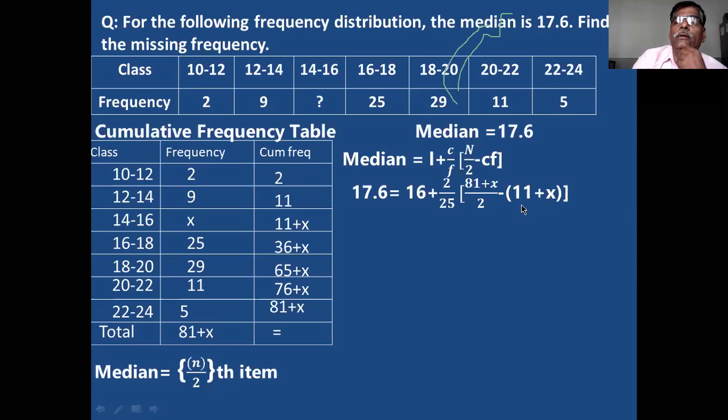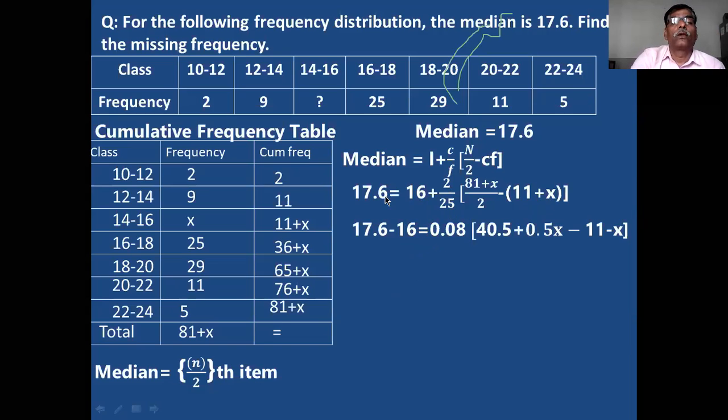I recorded the values and filled the values in the equation. In the next step, I'll simplify it. 17.6 median, L is 16, 2 divided by 25. You see here, 17.6, and 16 is here. I'll take this side, this will become minus 16. And 2 divided by 25 is equal to 0.08.